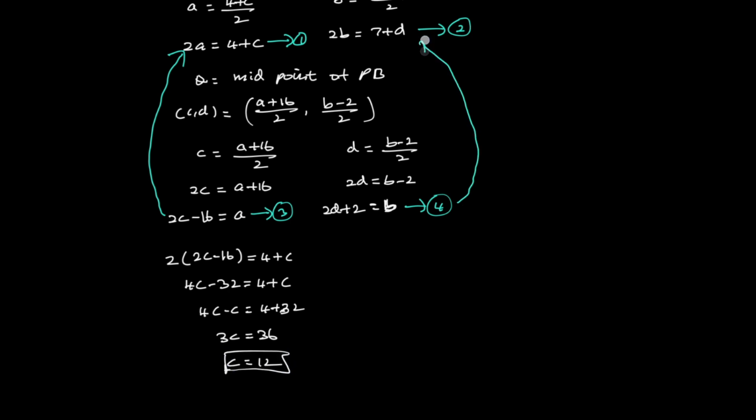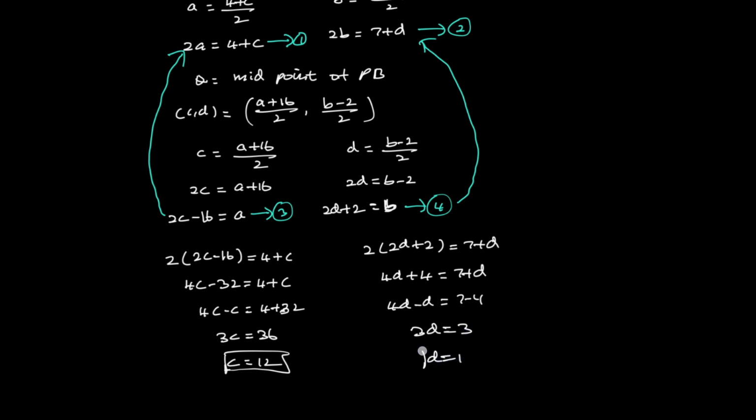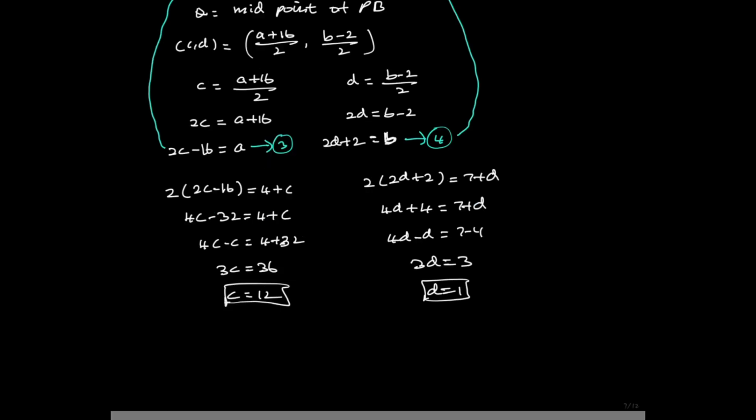Substitute equation 4 in equation 2. So from equation 2, 2 times b, instead of b, 2d plus 2, which is equal to 7 plus d. Just simplify this: 4d plus 4 equal to 7 plus d. 4d minus d equal to 7 minus 4. So 3d equal to 3, then d equal to 1. So we found the value of d.